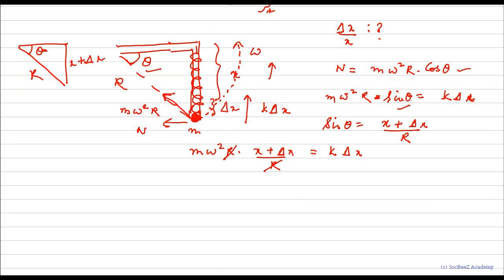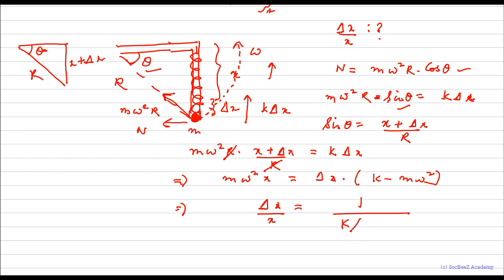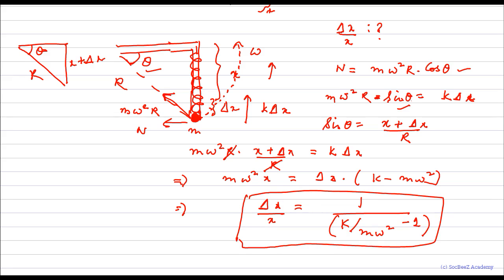Okay, r gets cancelled, so this gives me m omega square x as delta x into k minus m omega square. So this gives me delta x by x as 1 upon k upon m omega square minus 1. Okay, so this is what I had to find out. I had to find out the ratio of the elongation of the spring to the original length of the spring.